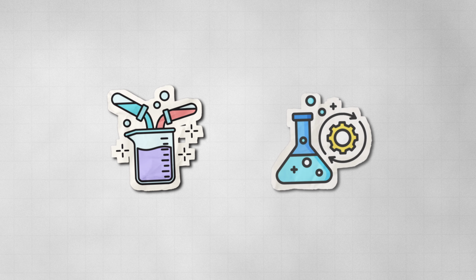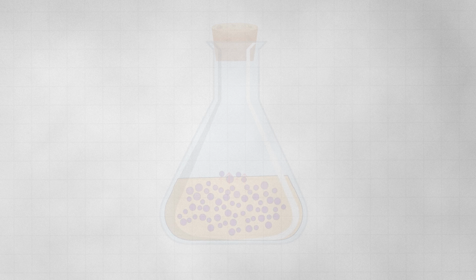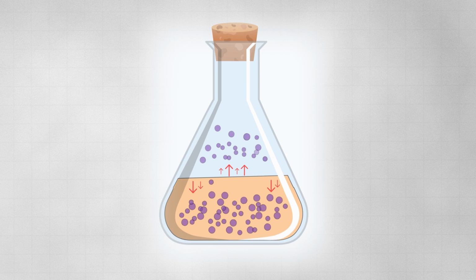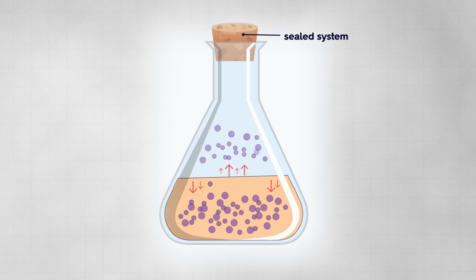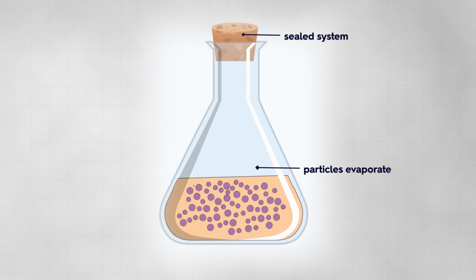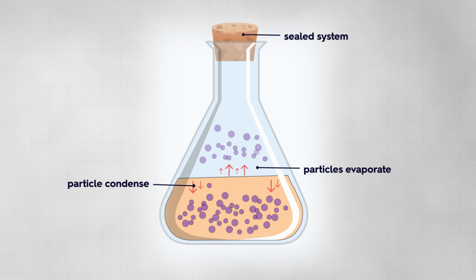The idea isn't limited to reactions. It applies to entire systems too. Let's zoom in on a closed system. In a sealed container, the liquid is in dynamic equilibrium with its vapor. Particles evaporate while others condense. When those rates match, the liquid level and vapor density look unchanged.